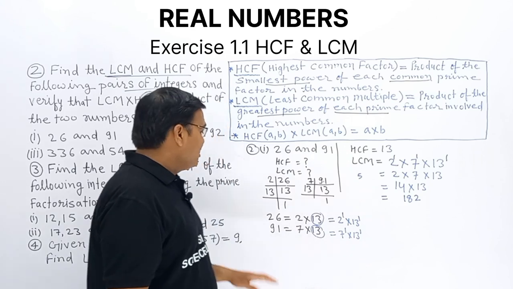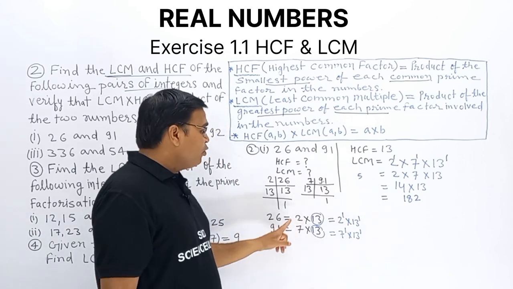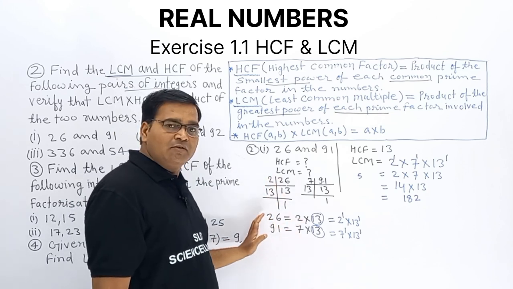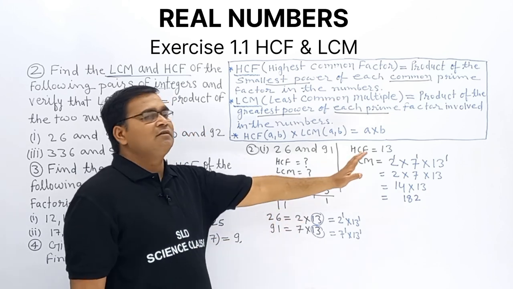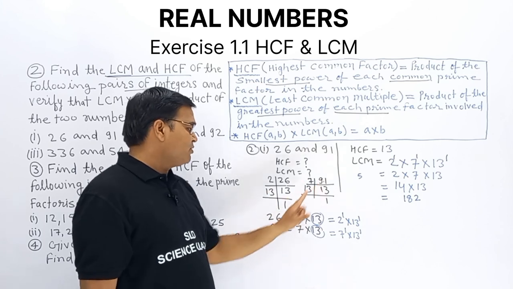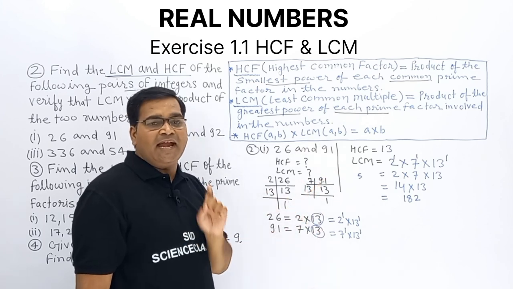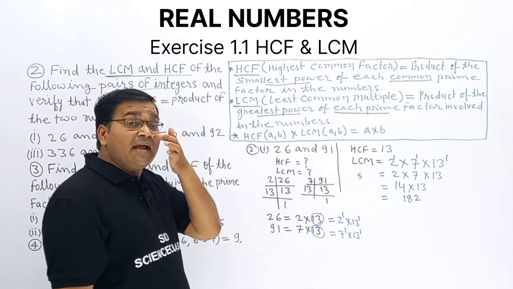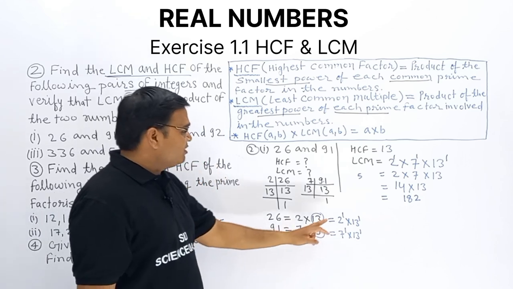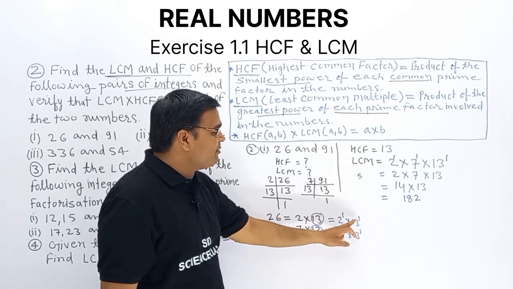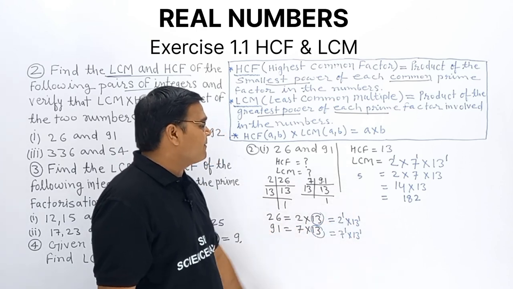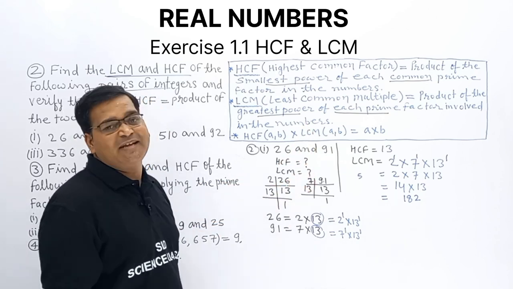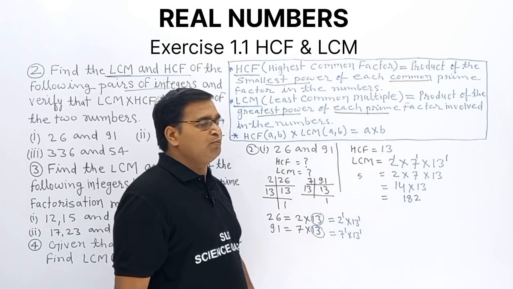In the LCM, whatever prime numbers are used in the factors of these numbers, we will write 2, 7 and 13, and then take the power. How will we consider the power? Maximum power. This one is coming one time, this one is coming one time, this one is coming one time. So we are using maximum power 1. In this question the maximum power is 1.